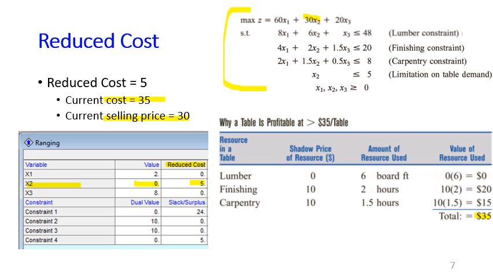See, x2 equals 0, and a reduced cost of 5 means that either the selling price goes up to 35, or you somehow make the cost go down to 30, and then tables will be produced. So for reduced cost, you can say it is the amount that the selling price should be increased by, $5, or the current cost should be reduced, such that the table is profitable. And for those variables that are basic variables, the reduced cost is 0.